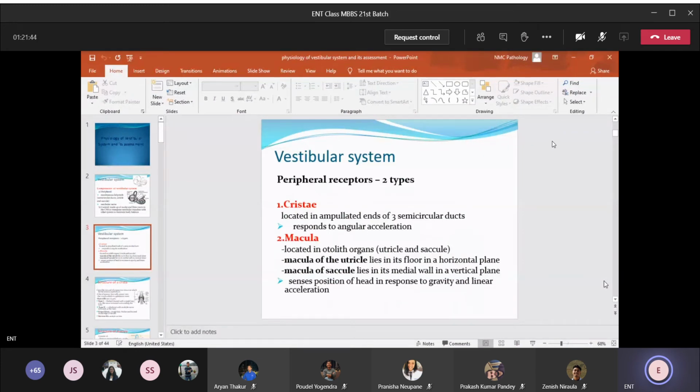So macula, what does it do? It senses position of head in response to gravity and linear acceleration.